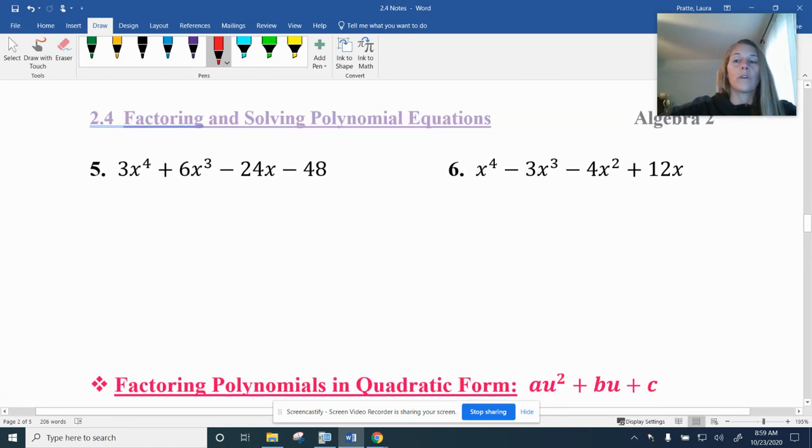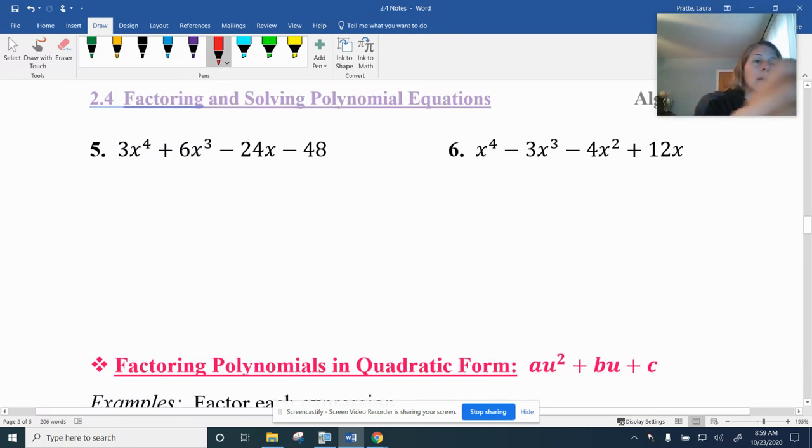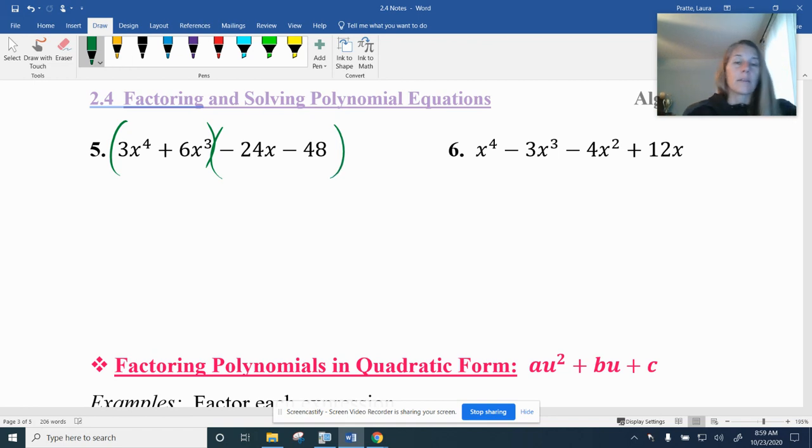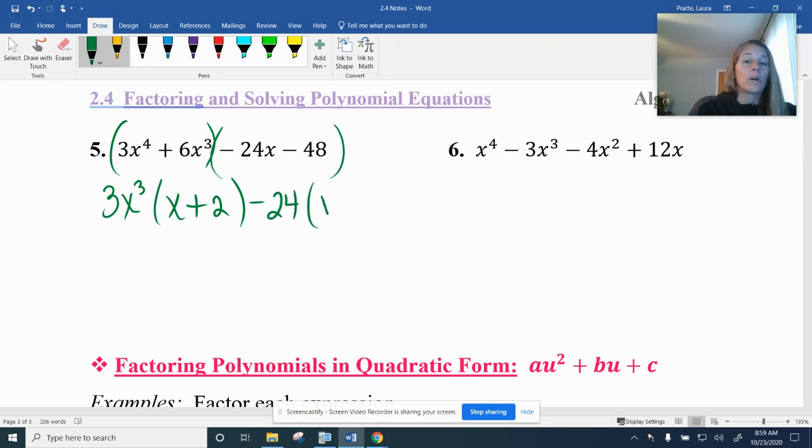All right, so we're going to do 2 more of these grouping problems. If we take a look at number 5, grouping the first 2 terms and then the second 2, my GCF on the first 2 terms would be 3x cubed, and that would leave me with an x plus 2. On the second 2 terms, I'm going to take out that negative 24, and that would also leave me with x plus 2. So I have 3x cubed minus 24 and x plus 2.